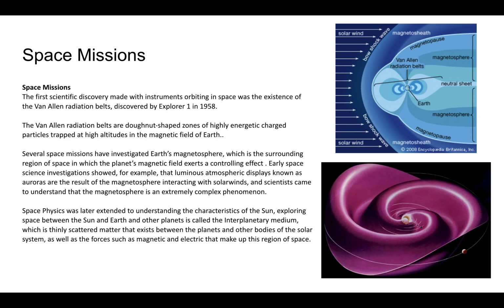Exploring space between the Sun and Earth and other planets is called the interplanetary medium, which is to the right, which is thinly scattered matter that exists between the planets and other bodies of the solar system, as well as the forces such as magnetic and electric that make up this region of space.